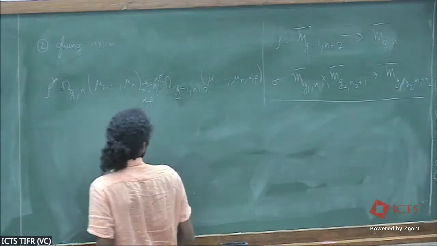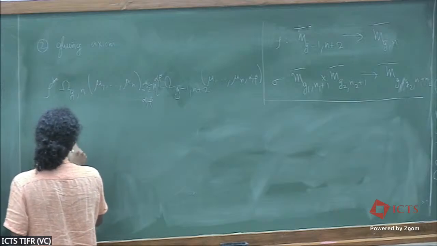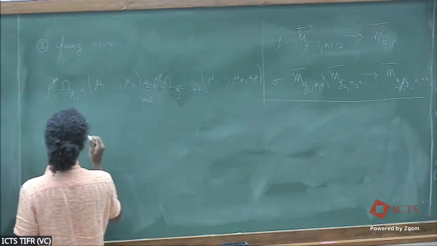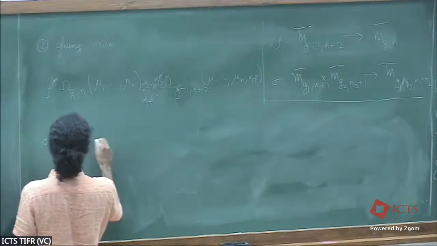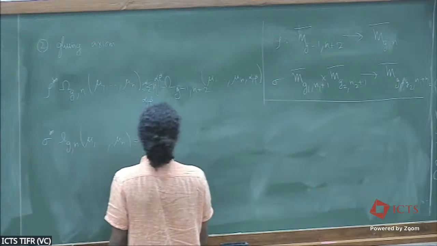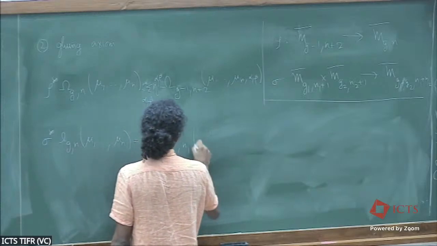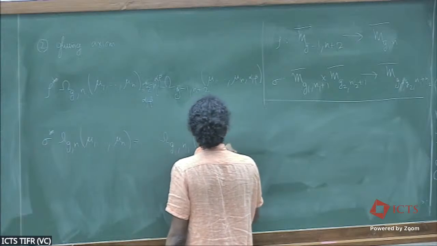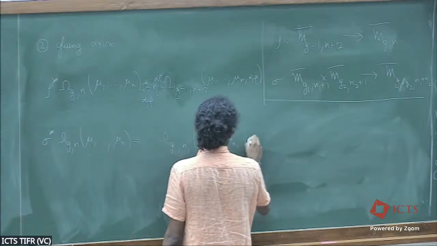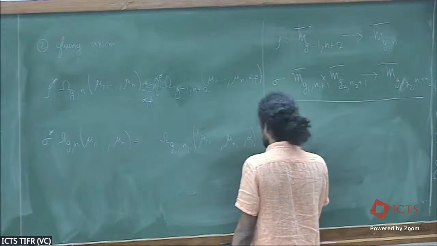Okay, that's one axiom. The other one is very similar. I should do mu1 to mu n1 alpha plus 1.